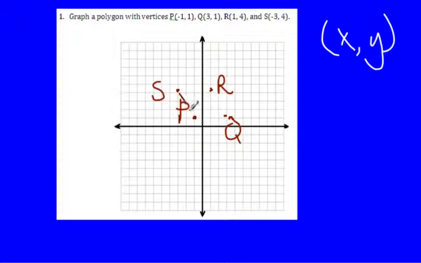So the last thing I'm going to do is connect all of these dots so that I can form a polygon. Now this polygon has 4 sides. Okay, and we're going to learn how to identify which polygon is which later on in geometry.